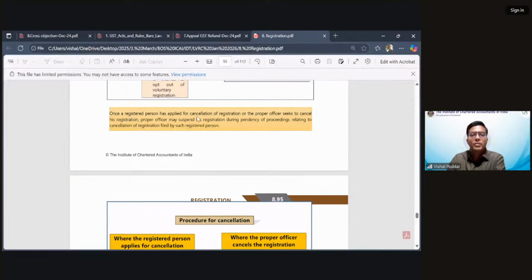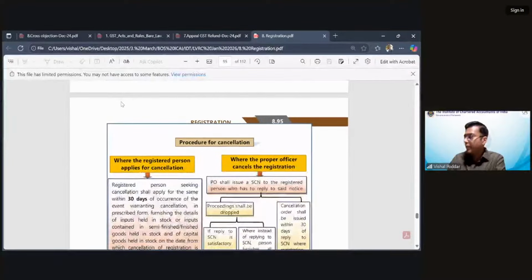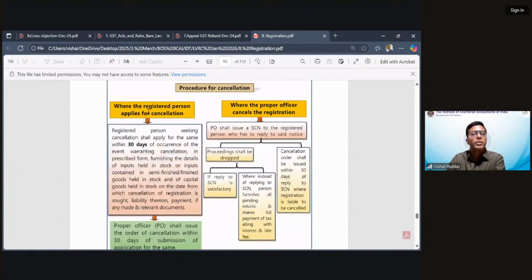So once a registered person has applied for cancellation or the proper officer seeks to cancel, the proper officer may suspend the registration during pendency of proceedings. So instead of directly cancelling until the entire procedure of cancellation is run through, temporarily the officer may suspend. Now, what is the procedure for cancellation? First, where the registered person has applied for cancellation, the registered person seeking cancellation shall apply for the same within 30 days of the occurrence of the event warranting cancellation.